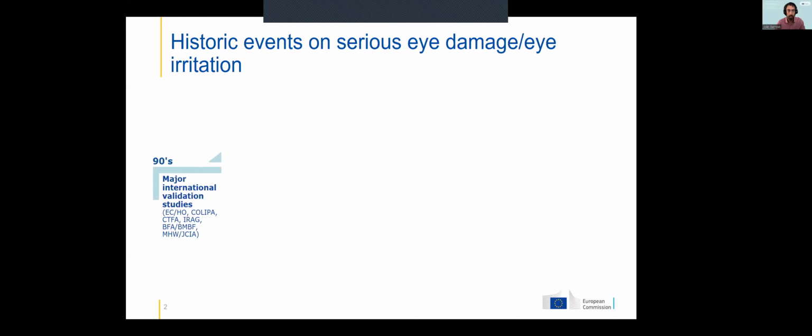There were several major international validation efforts in the 90s where methods were validated as full replacements to the Draize rabbit eye test. However, these studies were mostly unsuccessful. It was concluded back then that no single in vitro method was capable of replacing the Draize rabbit eye test. It was recognized that most in vitro tests only partially model in vivo responses, and that therefore it would be difficult to replace the Draize rabbit eye test with one single in vitro method in the foreseeable future.